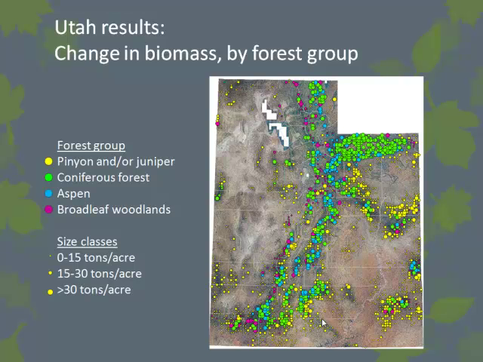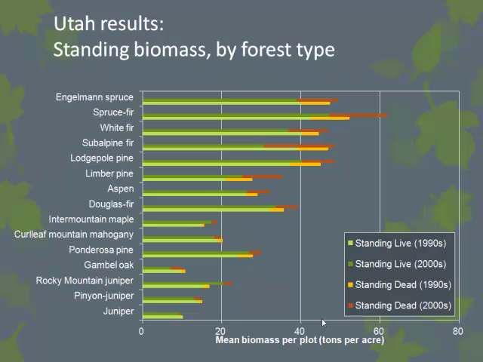This map shows sort of rough categories of forest types, and the larger dots represent more biomass on a per acre basis. And these are the specific forest types that FIA has inventoried in Utah. Again, the lower bar in each group represents time 1, time 2 is the upper bar.